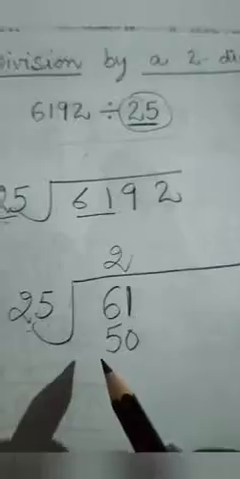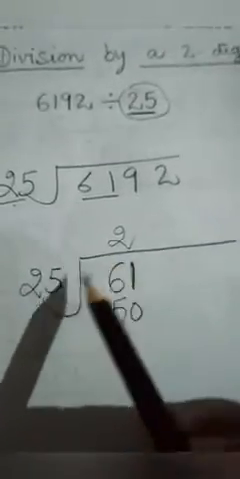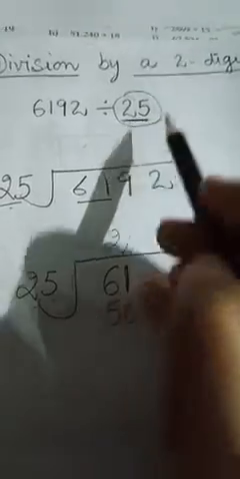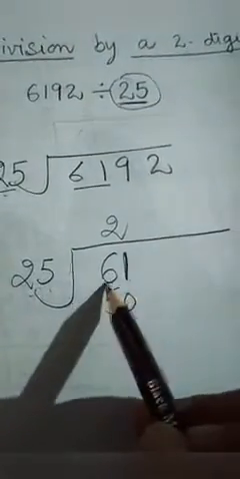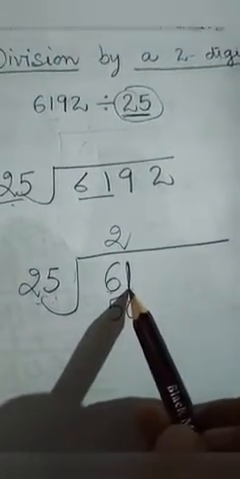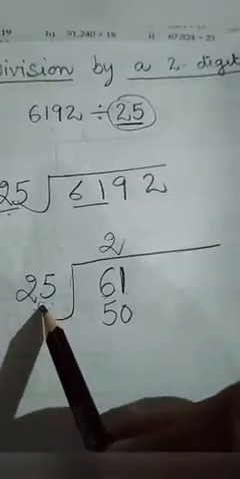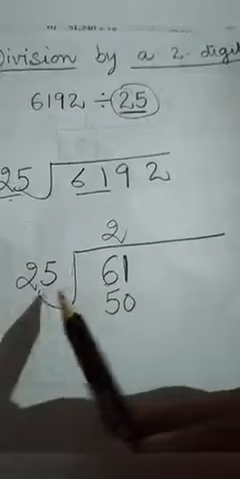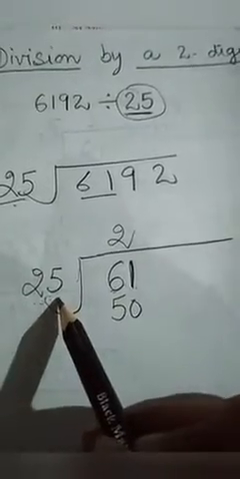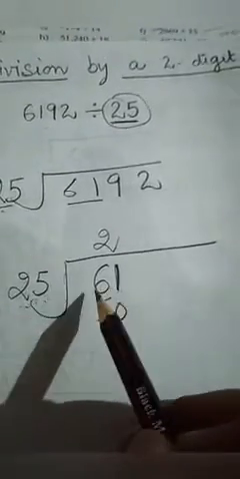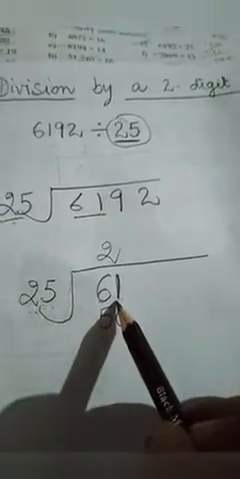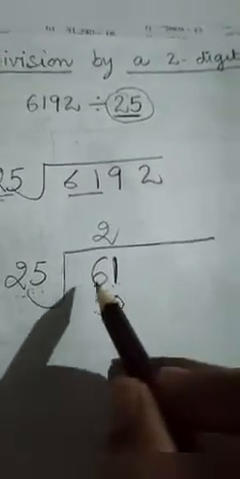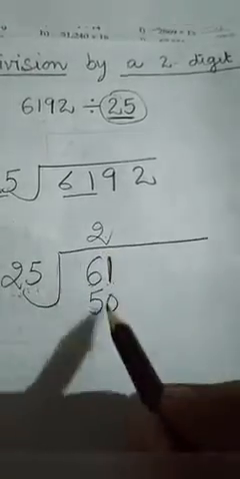Yes friends, take care like this. If the divisor has 2 digits, then from the dividend we will first divide 2 digits. If the divisor has 1 digit, then we will take 1 digit. Here the divisor has 2 digits, so we will take 2 digits from the dividend, then our division will start after that. Now we have written 25 twos are 50.